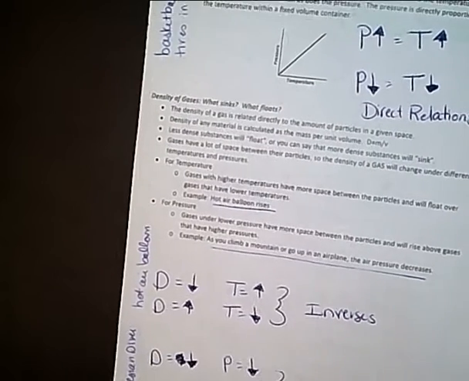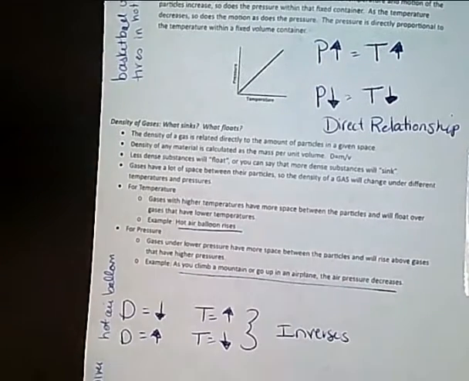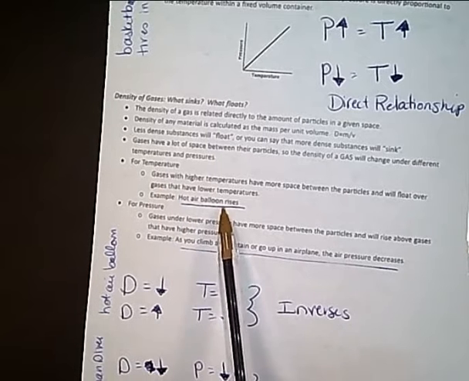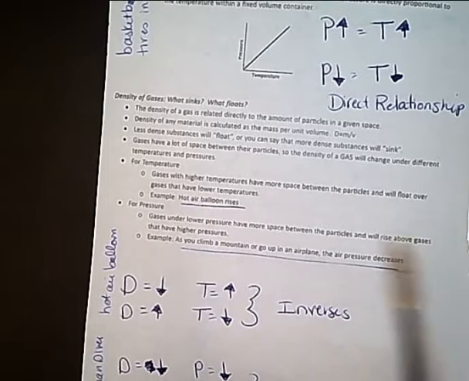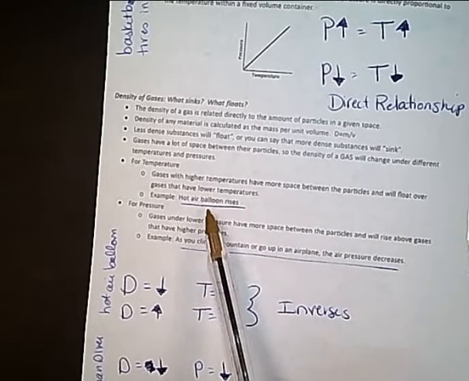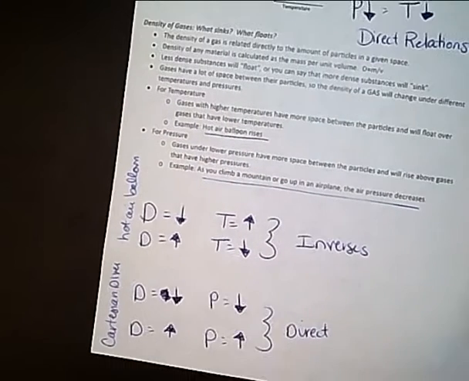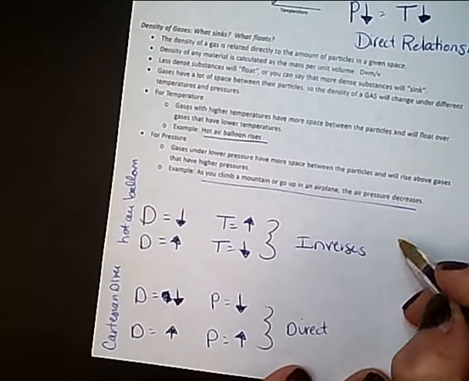So density right here. Density is what sinks and what floats. So when we're talking about density, it can change. This is not a gas law, but it is a relationship between density and temperature and density and pressure. So for temperature, hot air rises, right? Air is a gas, and so when gases increase in temperature, they actually decrease in density. Because it's less dense, it's going to rise. So that's right here. This is like a hot air balloon, right? You could even draw a hot air balloon.